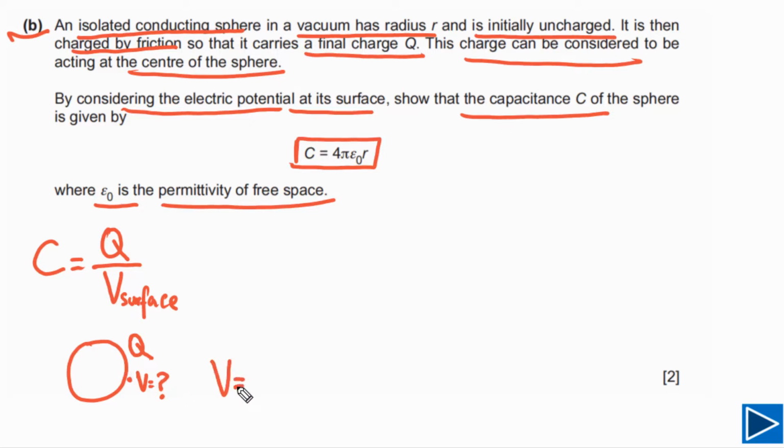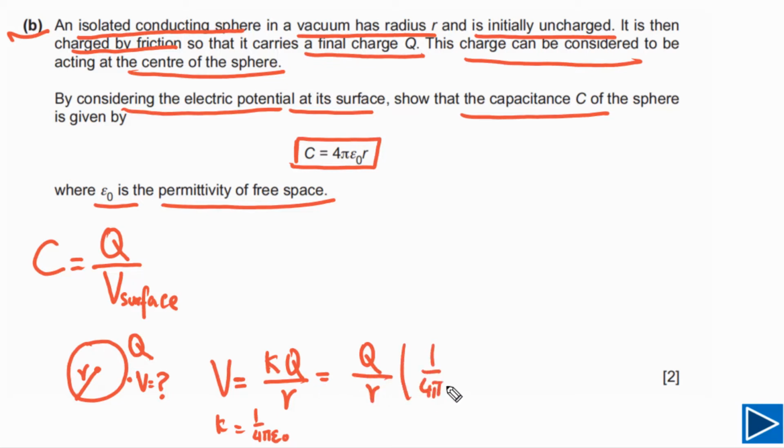V for any point charge is equal to KQ over R. R is the radius of the sphere, meaning the distance from the center. But we have to plug in the value of K. K is equal to 1 over 4 pi epsilon naught. So simply we can replace K with its value. So we can say Q over R, and K is 1 over 4 pi epsilon naught. Simply we can write down V is equal to Q over 4 pi epsilon naught times R.